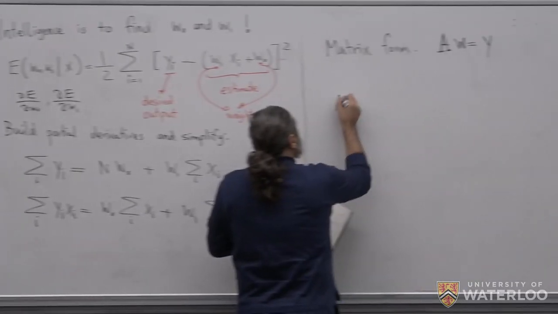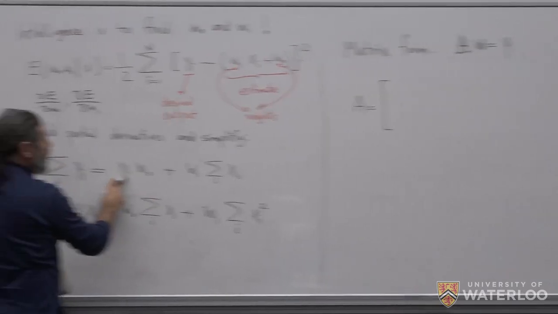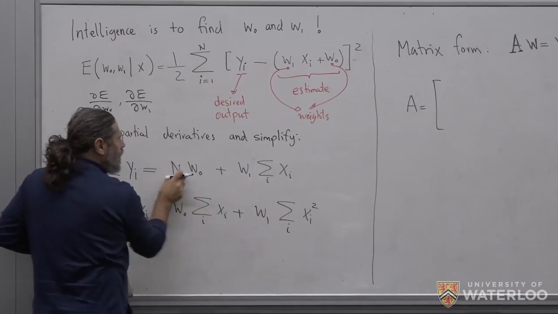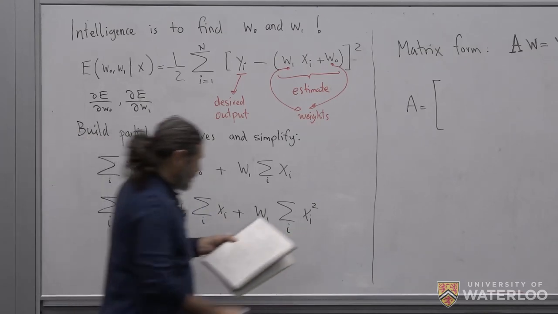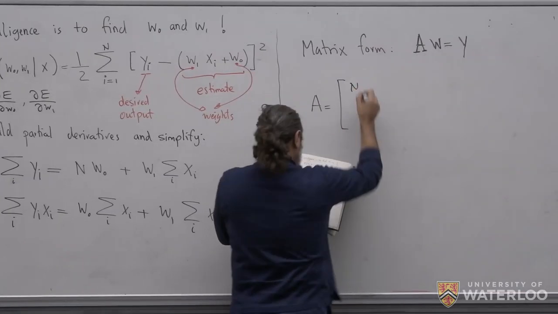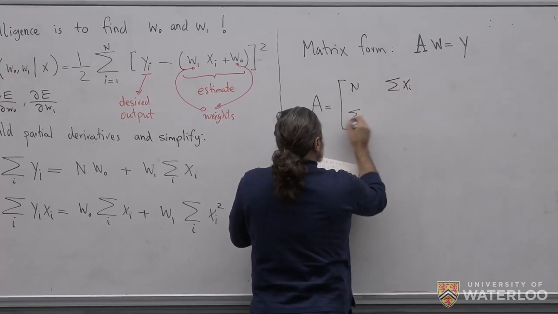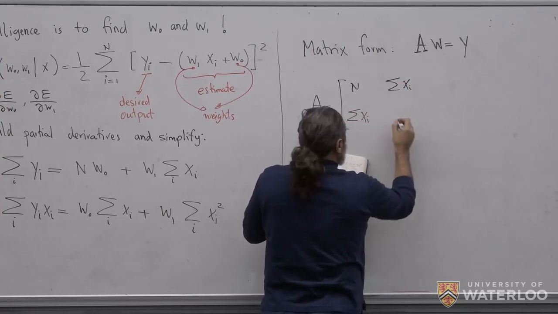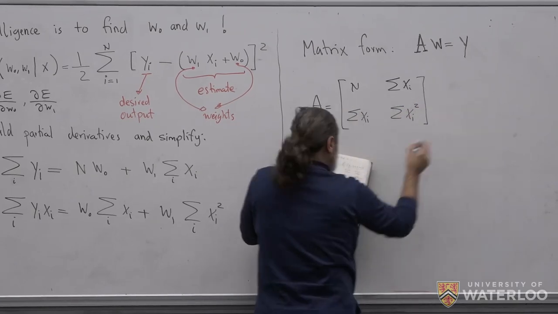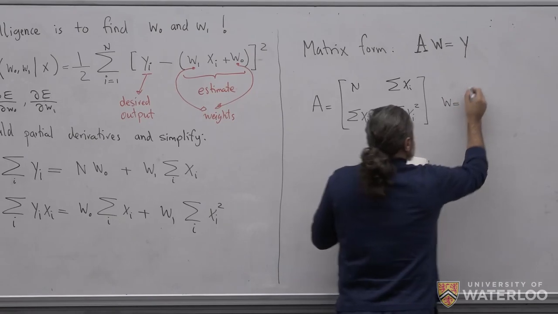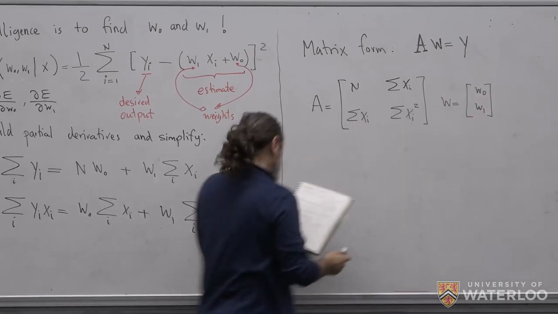So A would be, look at this here, n, the sum of xi, the sum of xi, the sum of xi squared. So n, the sum of xi, the sum of xi, and the sum of xi squared. W, of course, is W0, W1, a column matrix.